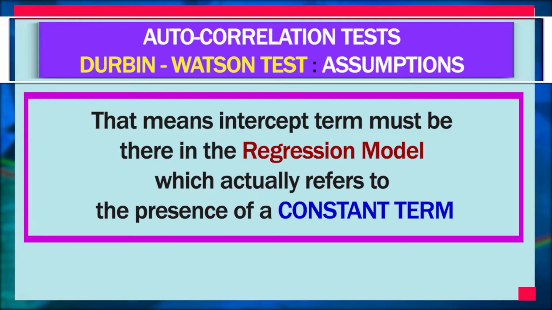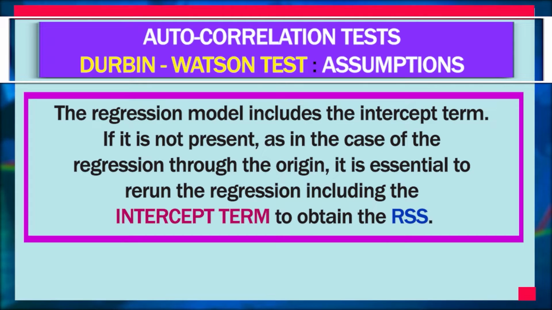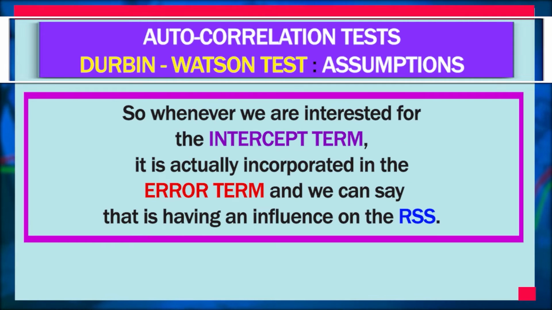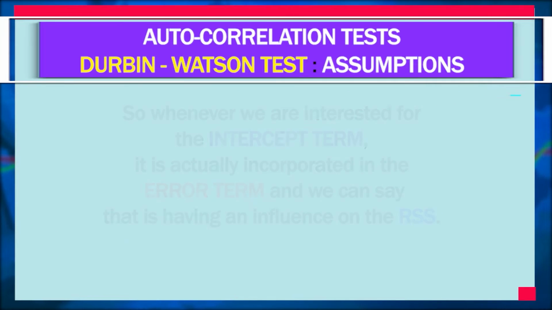If it is not present, then the regression passes through the origin, but it is essential to rerun the regression including the intercept term because we need to find the residual sum of squares. Whenever we are interested in the intercept term, it is incorporated in the error term, and we can see that it has an influence on the RSS.